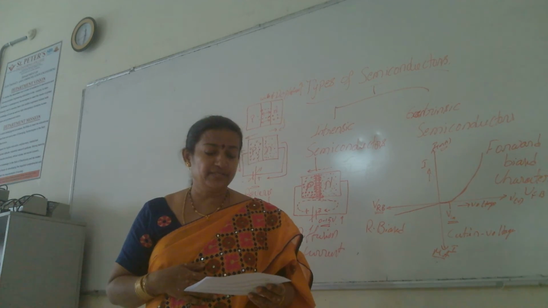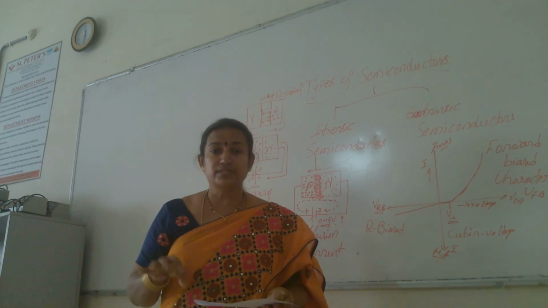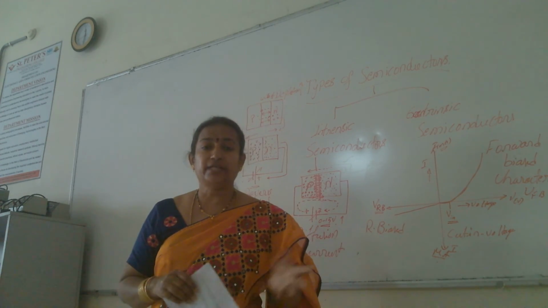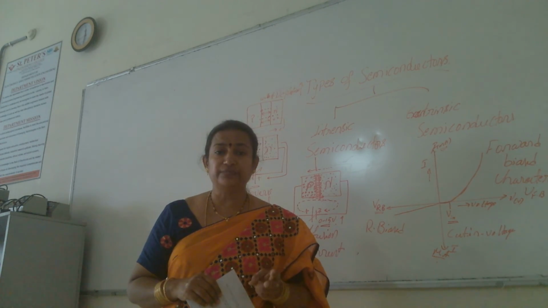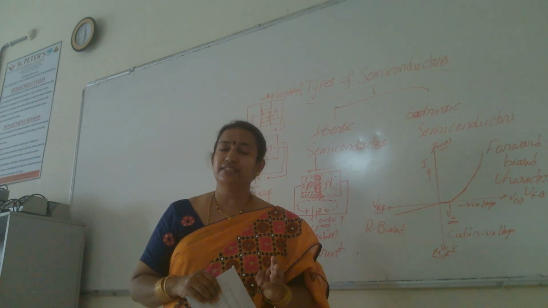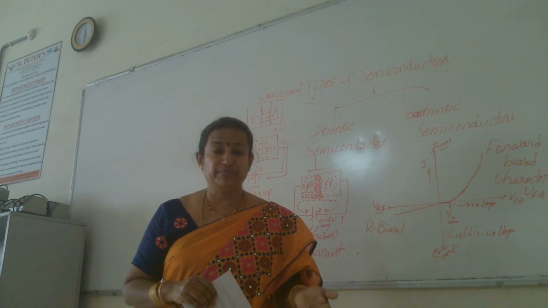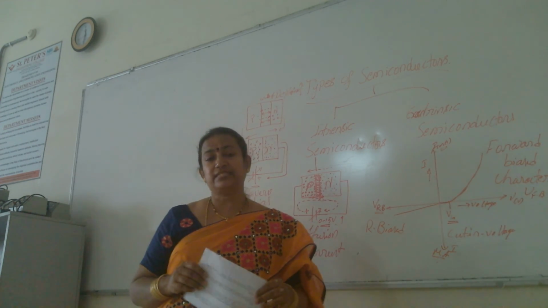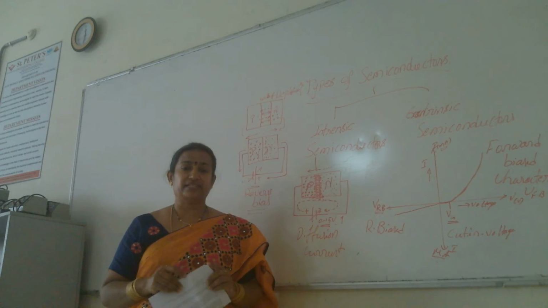Introducing components as well as diodes, BJTs, FETs like this. Diode we have already completed. It is a two-terminal semiconductor device. The three-terminal semiconductor device is the BJT, bipolar junction transistor. Similarly, we have a three-terminal semiconductor device like the field effect transistor.